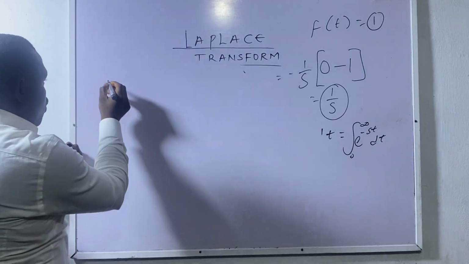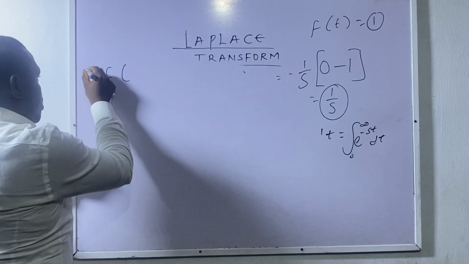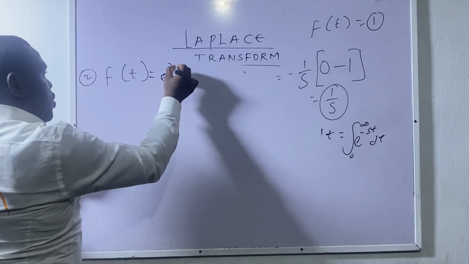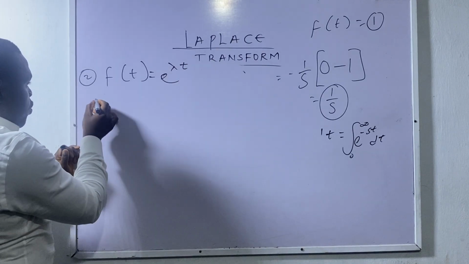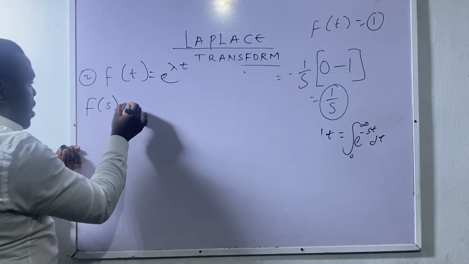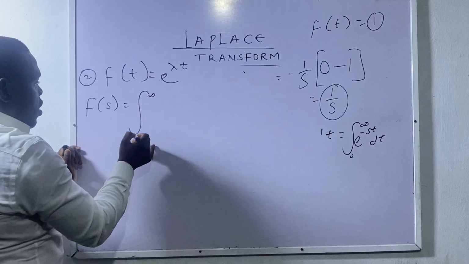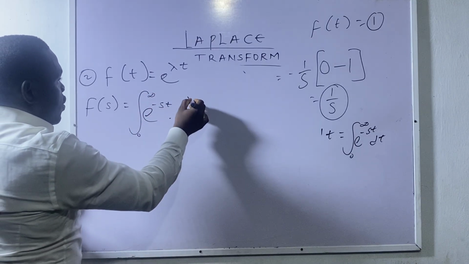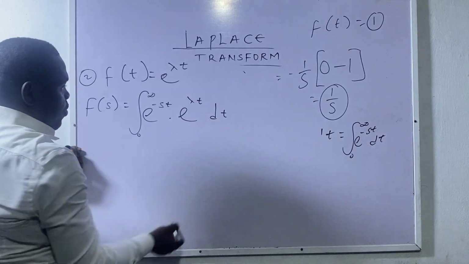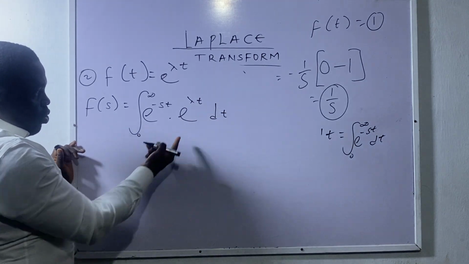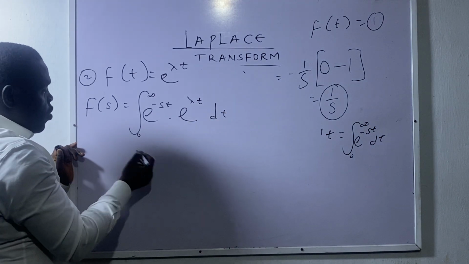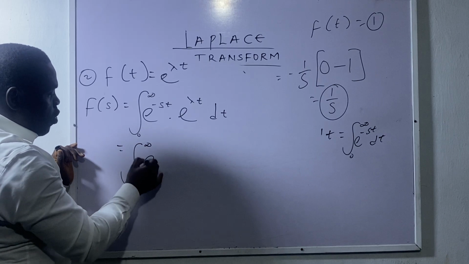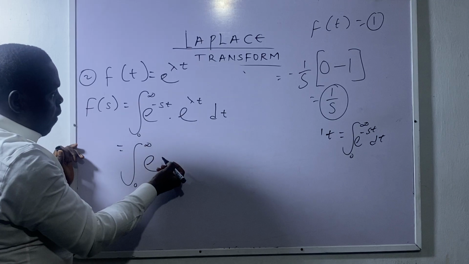Okay, so suppose you are given f of t, that's question 2. Suppose f of t is equal to e to the power lambda t. So it means that my f of x is equal to the integral of e to the power minus xt times e to the power lambda t dt. Very simple. Okay, how do I do this? Of course, this is common, right? So what do you do? Apply your law of indices. So if you apply your law of indices, what do you have now?